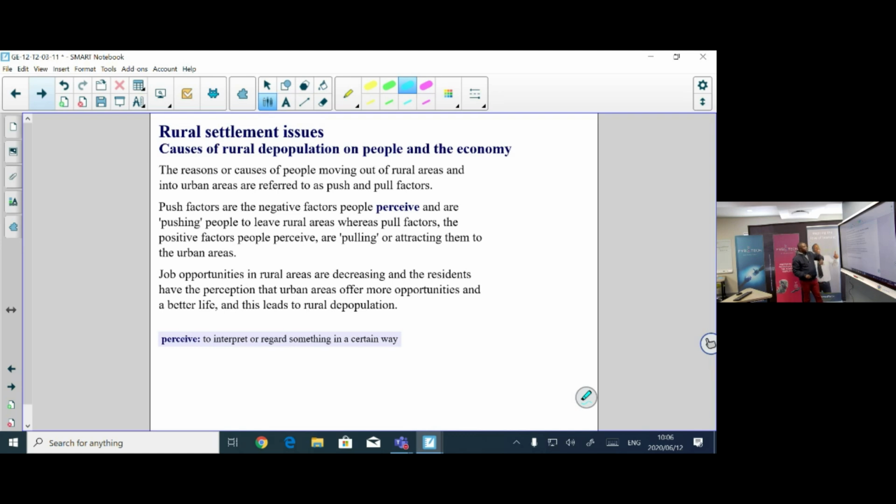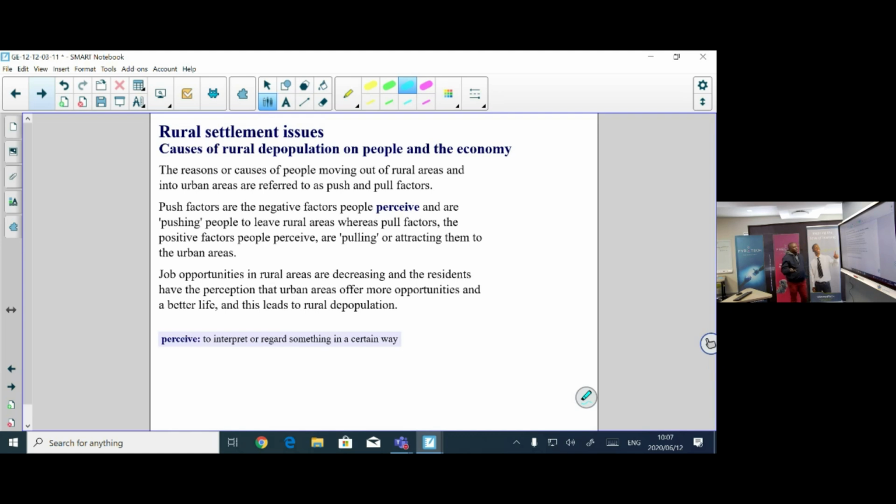Right, rural settlement issues. We want to look at the causes of rural depopulation on people and the economy. What are the causes? Because for anything to happen, there must be causes. And once everything has happened, then we do have the results. So we're also going to look at the effects. What are the after effects of all these things happening? So, causes of rural depopulation on people and the economy.